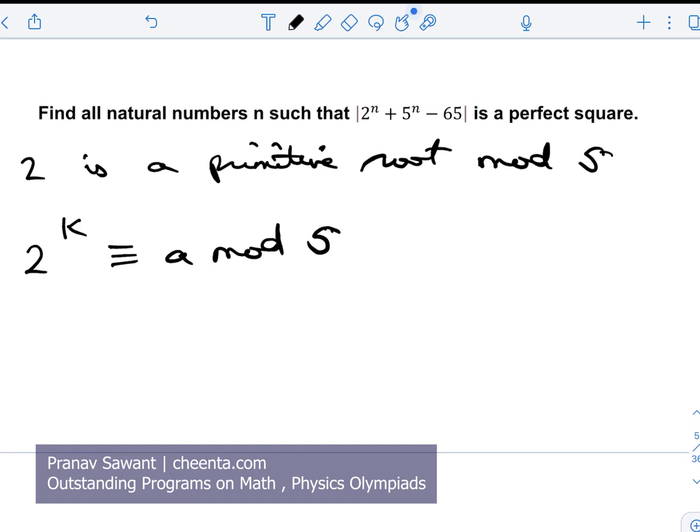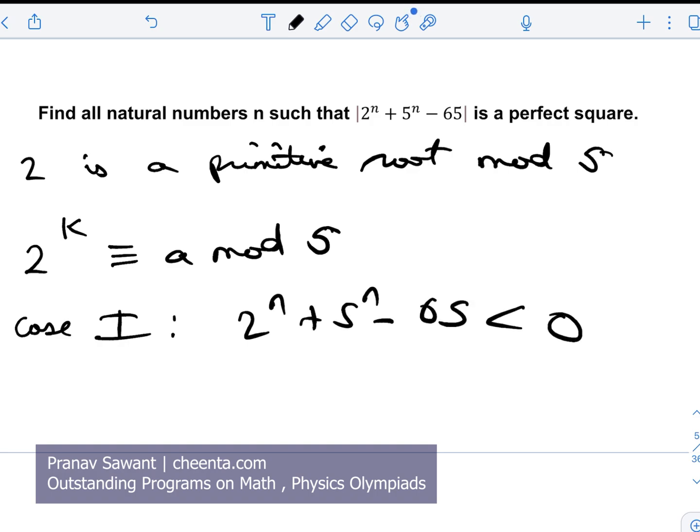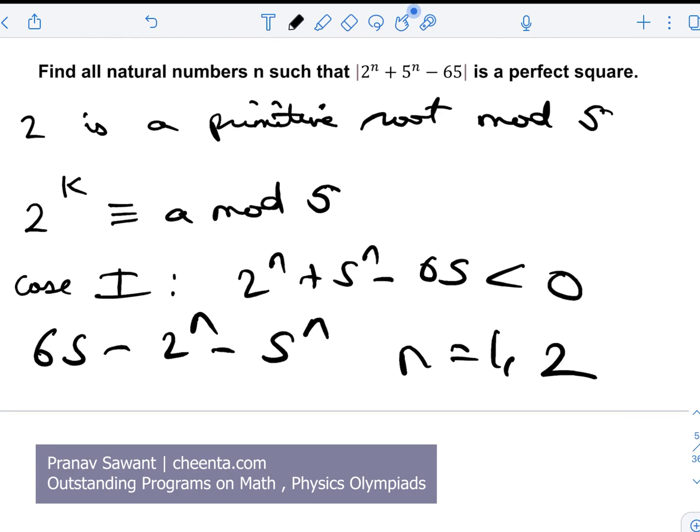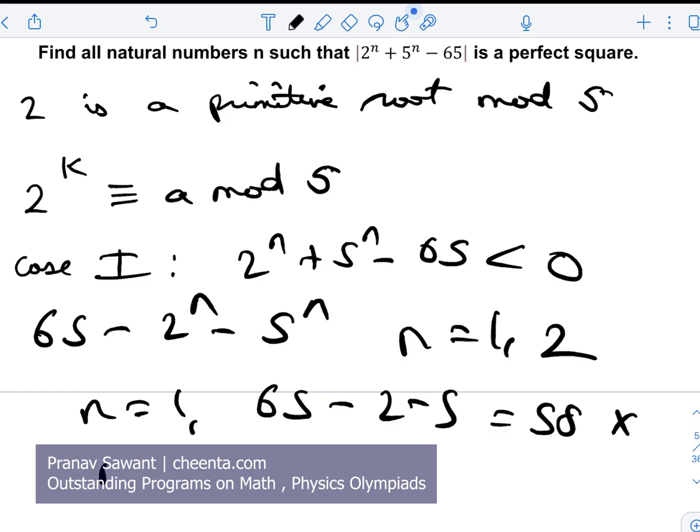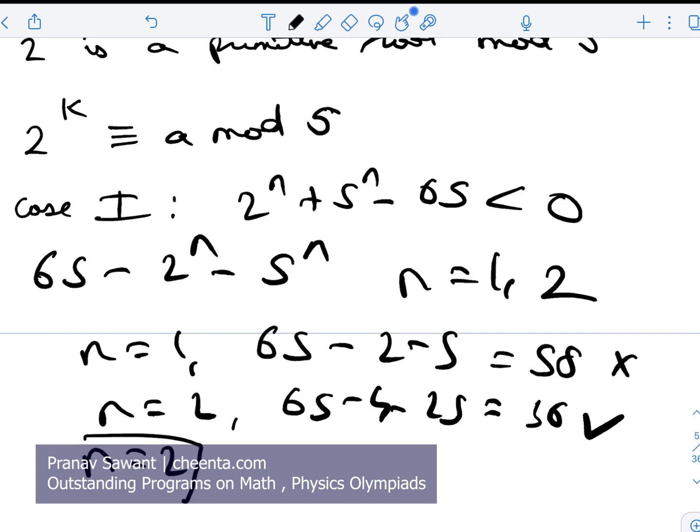Cool. So what I thought is maybe we can reduce this into a certain number of cases. Case 1 would be when 2 raised to the power n plus 5 raised to the power n minus 65 is less than 0. So that means the modulus opens as 65 minus 2 raised to the power n minus 5 raised to the power n. And this obviously happens for n equal to 1 and 2. Because we only have two cases, we can check them by hand. At n equal to 1, we get 65 minus 2 minus 5, which is 58, which is not a perfect square. And at n equal to 2, we get 65 minus 4 minus 25, which is 36, which is a perfect square. So n equal to 2 is a valid solution.